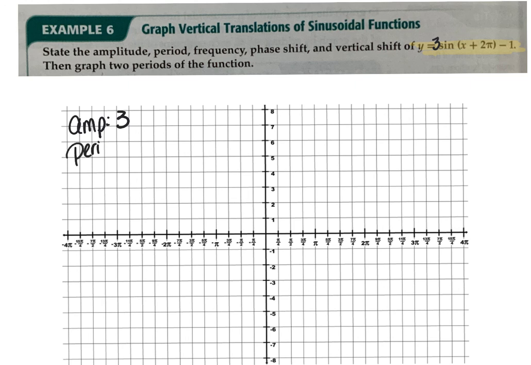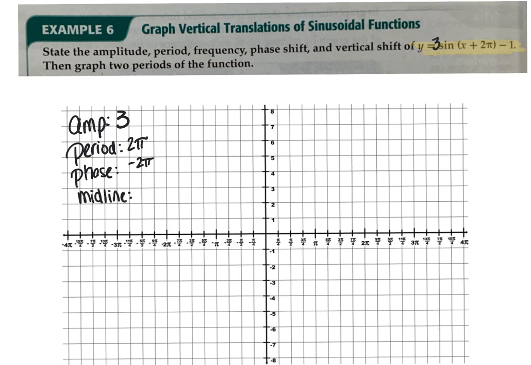Period. They were nice with period. 2 pi over b, which is 1. So my period is just my 2 pi. That's nice. Okay. Phase shift. That's negative c, which is 2 pi, over b, which is 1, right? So just negative 2 pi. That's a weird phase shift, but whatever. That's actually not going to make it look like it changed at all. All right. And then my midline.